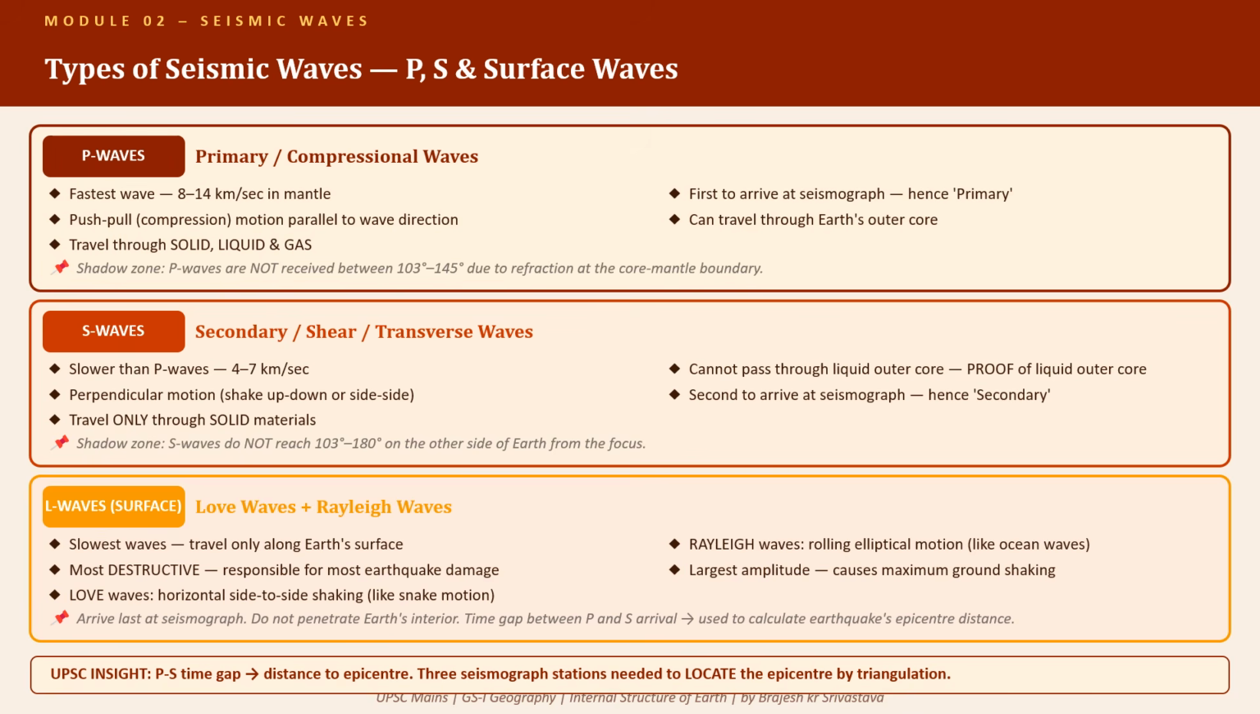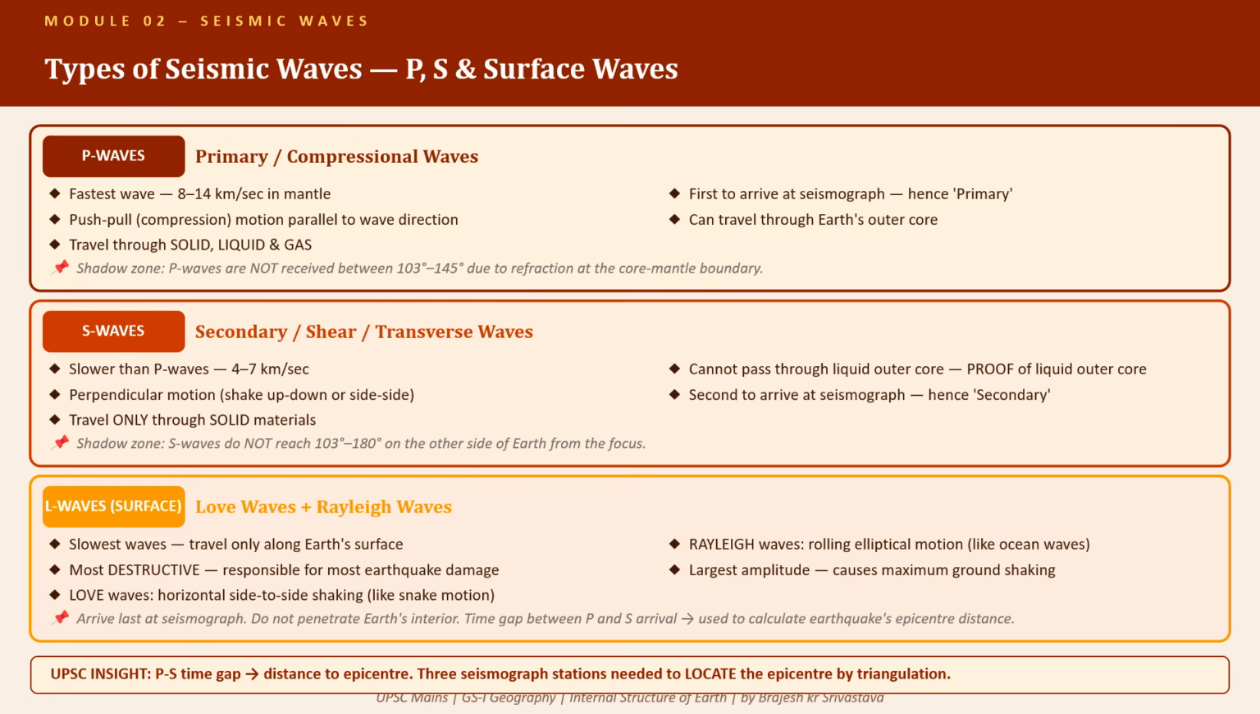P waves, primary or compressional waves. These are the fastest seismic waves, traveling at 8 to 14 kilometers per second through the mantle. They work like a sound wave, pushing and pulling the rock in the same direction as the wave is traveling. This is called compressional or longitudinal motion. The crucial property of P waves is that they can travel through solids, liquids, and even gases. This means they can pass through the liquid outer core. They arrive first at a seismograph. That is why they are called primary.